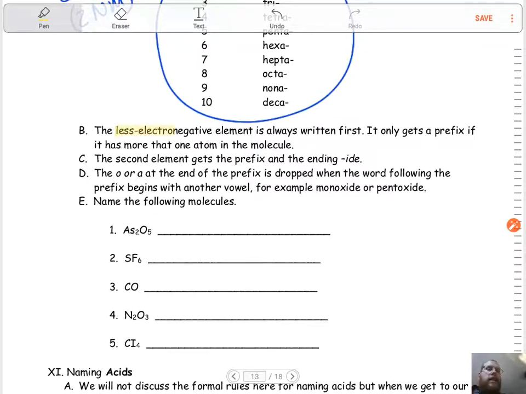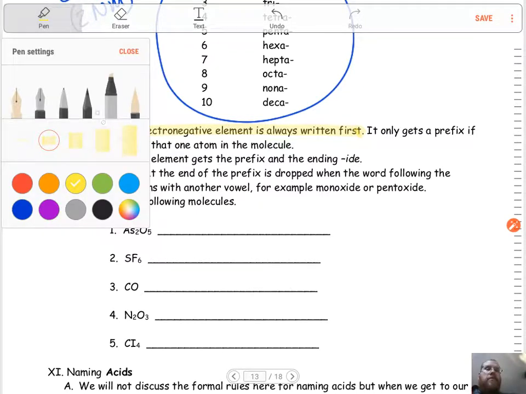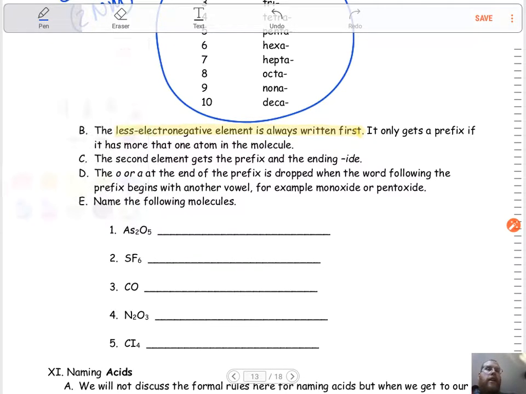You got to remember, the less electronegative element is always written first. Think back to the ionic videos early on. If you look at your periodic table, and if you remember back to unit 4 on periodic trends, where are the least electronegative ones? Further to the left. So the element that is more on the left side of the periodic table is going to be written first. It only gets a prefix if it has more than one atom. So the first one only gets a prefix if there's more than one atom.